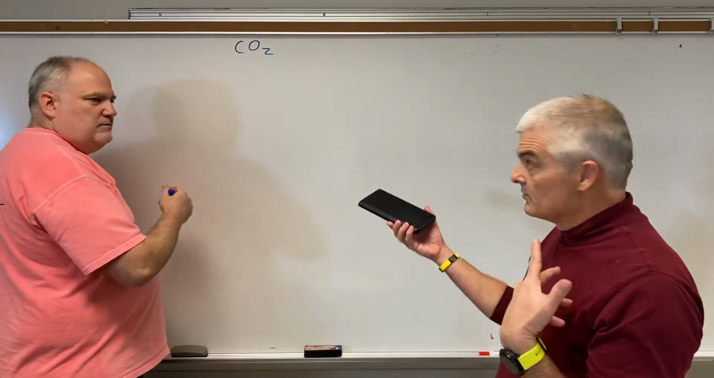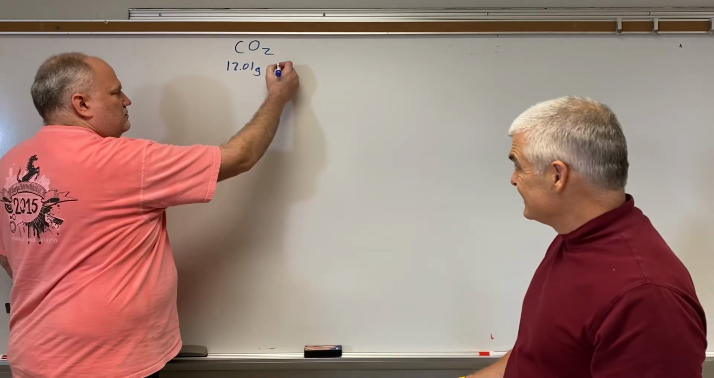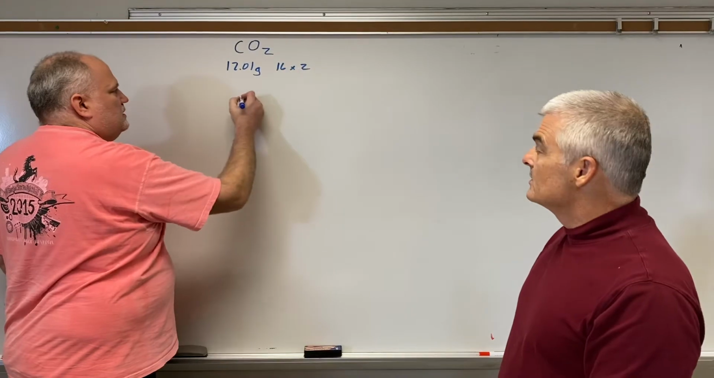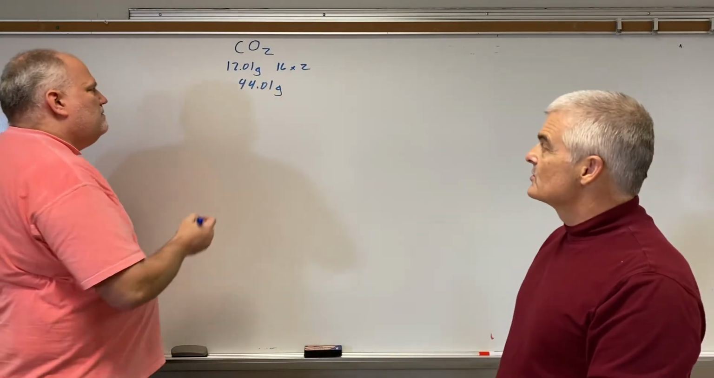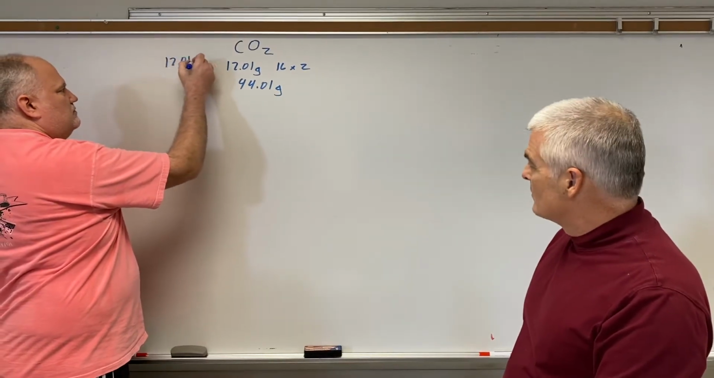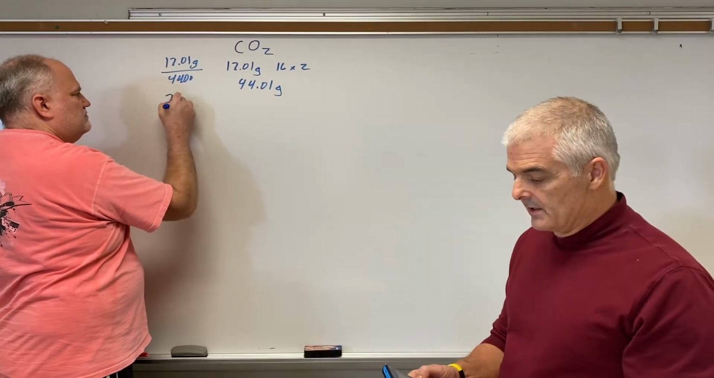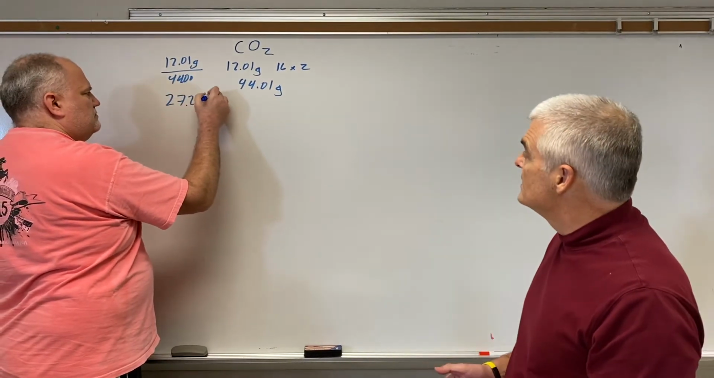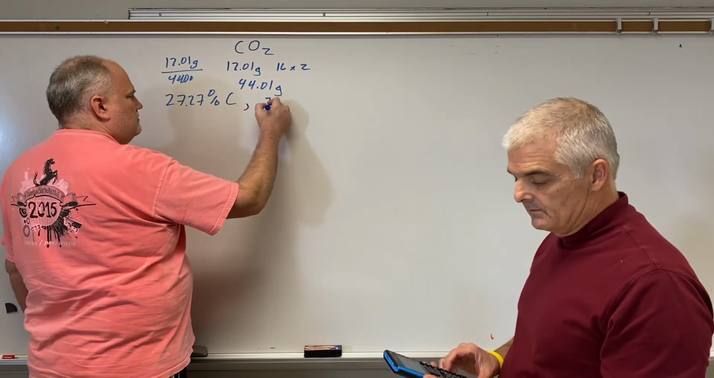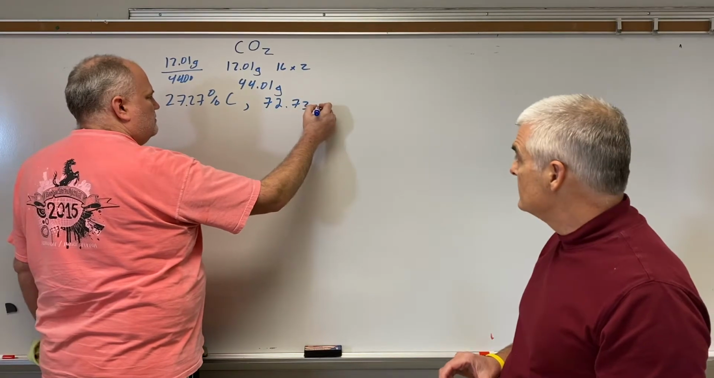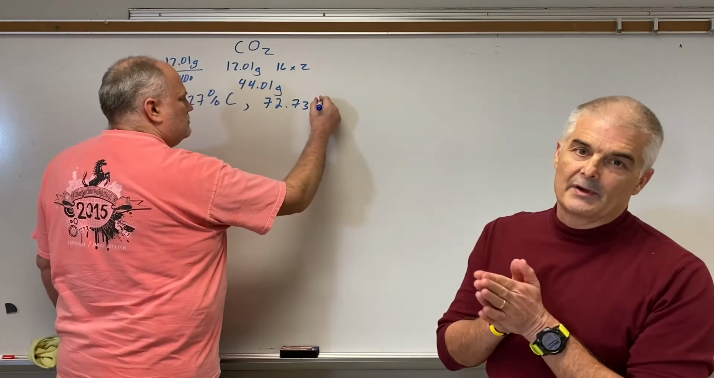So we've done this before. Percent composition of carbon dioxide: carbon weighs 12, oxygen weighs 16. I'm rounding, I know. You're going to want to be a little more precise than this, but it's 44.01 grams, 44 grams roughly. So the percent composition would be 12 over 44, right? And when we do that, I believe we get 27.27%. And then the rest is oxygen, 72.73 percent.